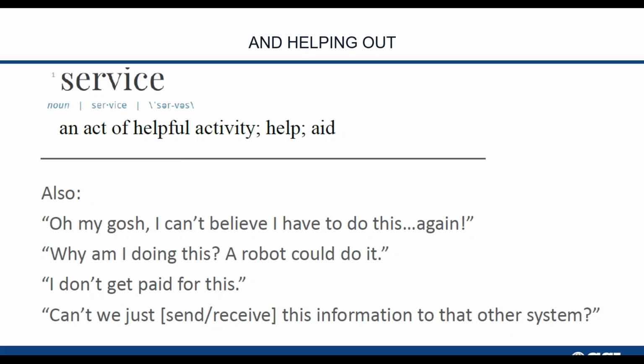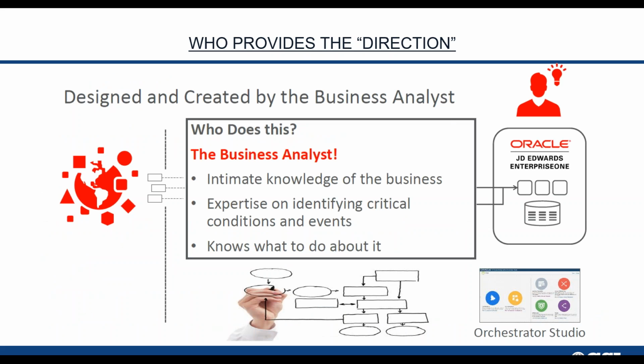That's what orchestration is supposed to be helping us with. So business analysts are typically the ones that provide the direction for orchestrations and what to do, because they understand JD Edwards, they understand the nomenclature, they understand aliases, they understand the applications and the forms and things like that. They also understand business and what business is trying to do. So typically a business analyst is the individual or individuals that are utilized to create orchestrations.